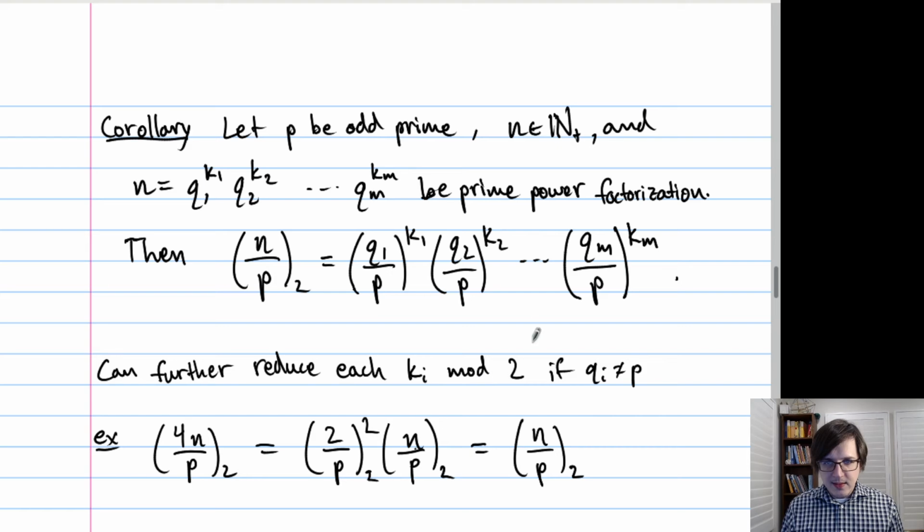So for each of the primes that are not p, because the Legendre symbol is 1 or minus 1, we can reduce the power by mod 2. So, okay, that was an example.